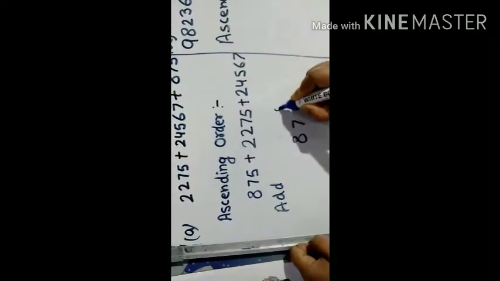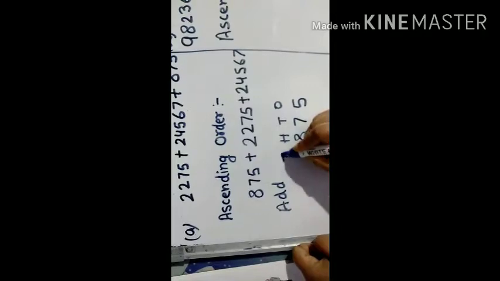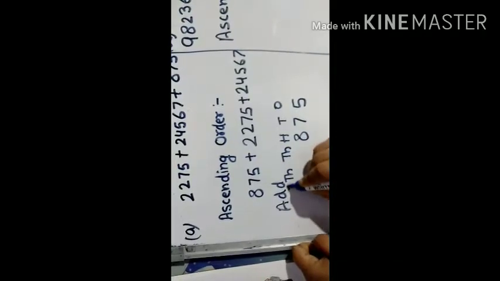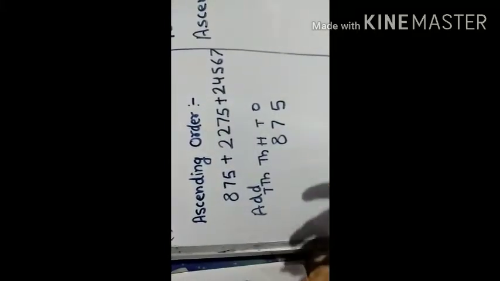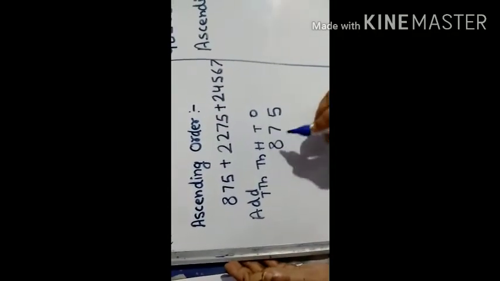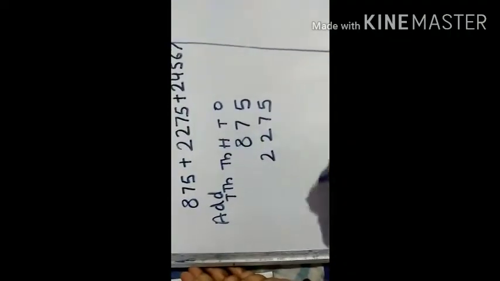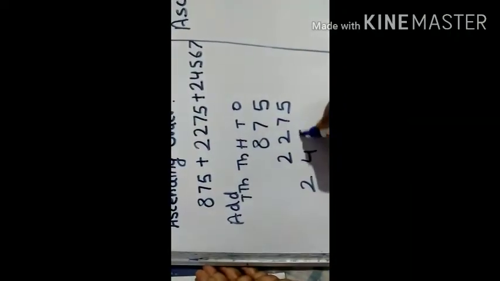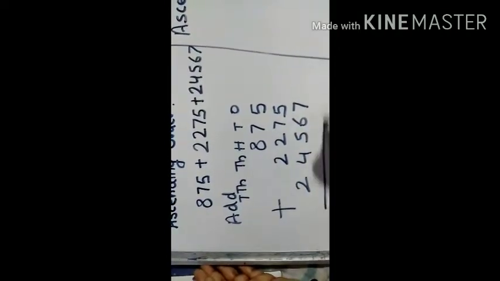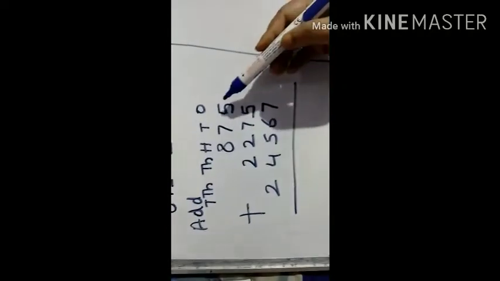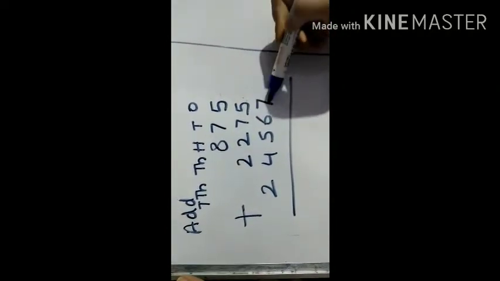Make lines here like ones, 10, 100, 1000, 10,000, so it will be easy for you to put the numbers according to their place value. 875, now 2,275, now 24,567. What is the sign of add? Cross, plus sign, right? 5 plus 5 plus 7. 5 plus 5 is 10. 10 plus 7 is 17.